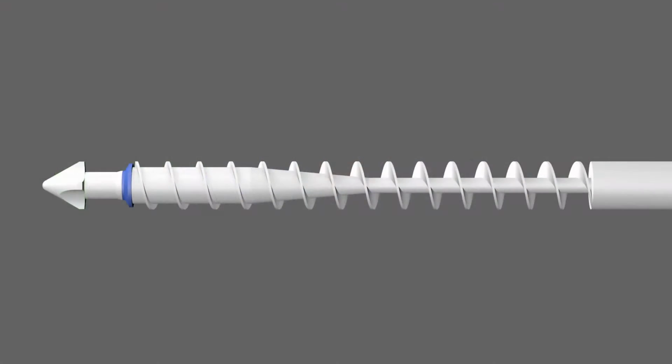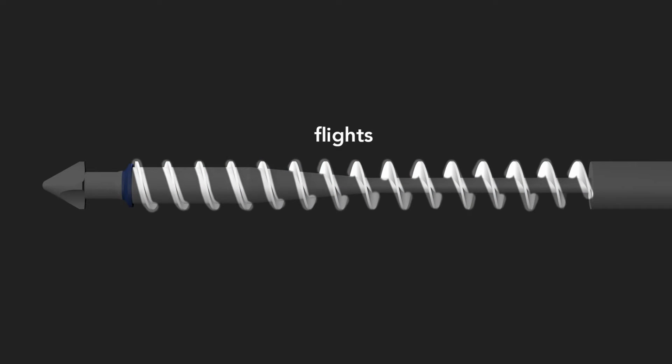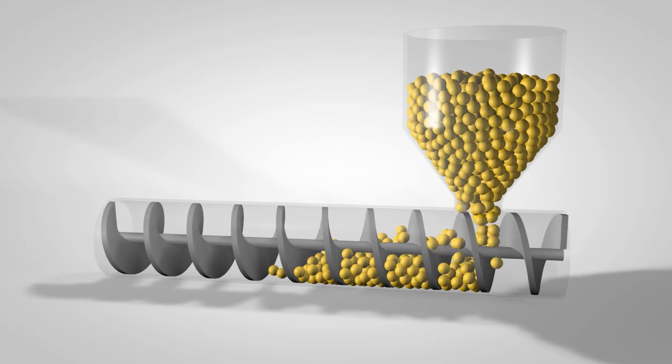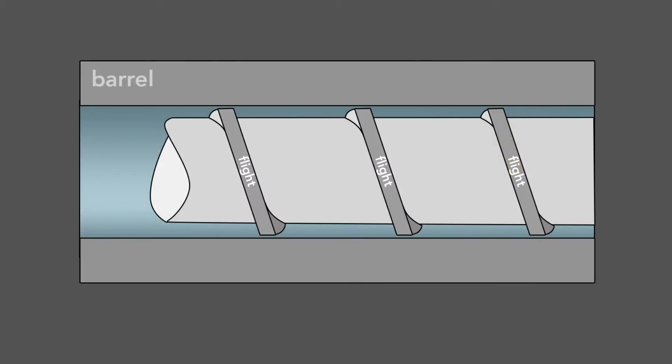Second, the screw has flights that wrap around the shaft. As the screw rotates, the flights transport the raw material forward through the barrel. The flights also serve to mix the plastic. The screw action agitates the melting pellets within the flights to create a uniform mixture.